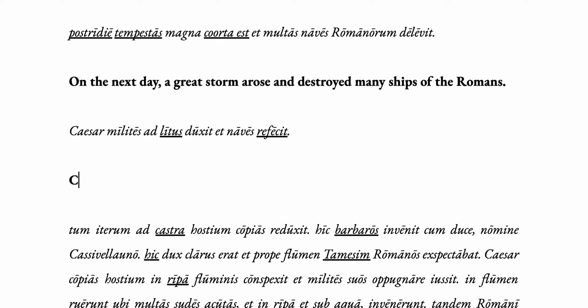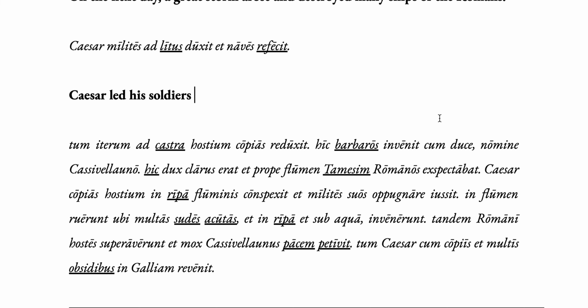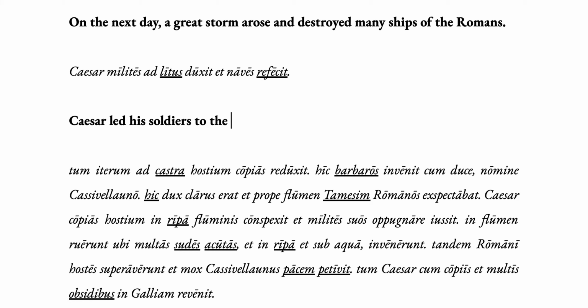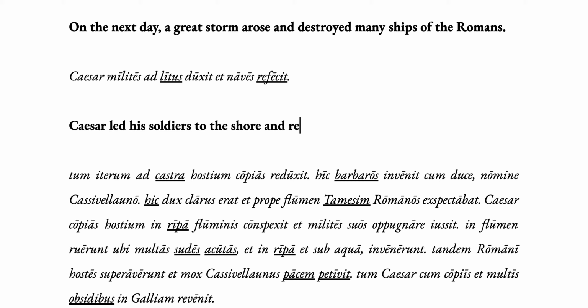Then Caesar, and the main verb is duxit, led, and the object is milites, his soldiers. Ad litus, a litus is a shore, so he led his soldiers to the shore, and he refecit, that means repaired, the naves, the ships, or you could say his ships.